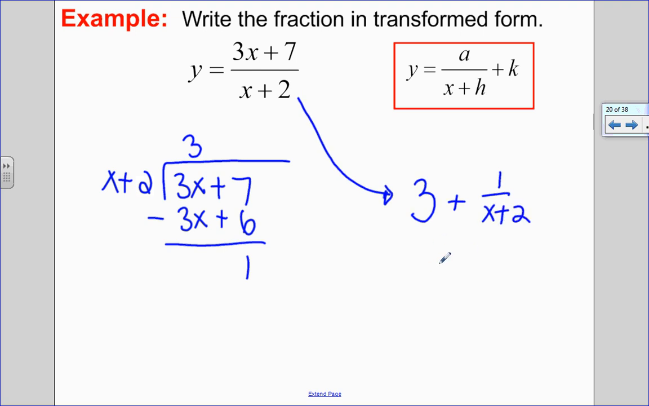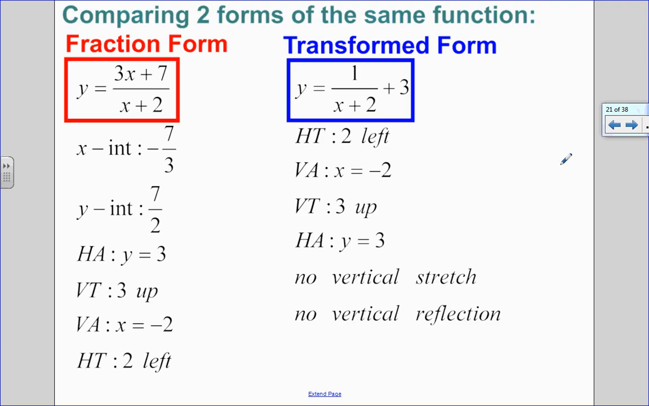Okay, so this tells me, looking at this graph here, this is my vertical translation. This will be my horizontal translation. And here, this would be my vertical stretch or vertical reflection. And in this example, you can see I don't have any of those. So let's look at these two forms side by side just to review: fraction form compared to transformed form.